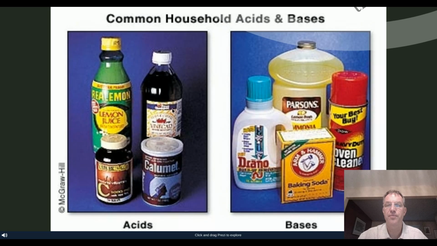This is vinegar over here. These are all bases: baking soda, Drano is a really strong base. Got to be very, very careful.